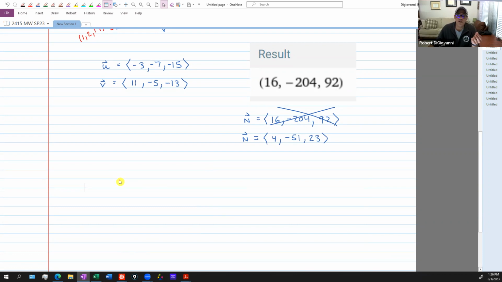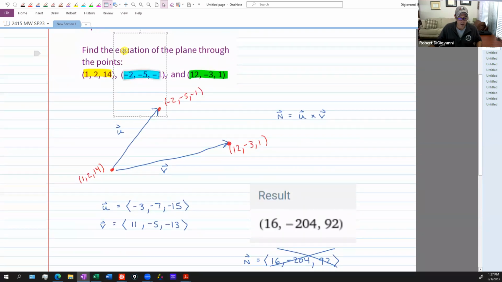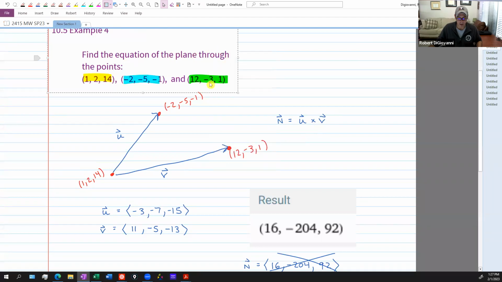So now I'm ready to go use the generic formula. A times x minus x naught plus b times y minus y naught plus c times z minus z naught equals 0. Now, what I'd like to do is let you have a minute to do this yourself. Let me copy the problem and put it down here.